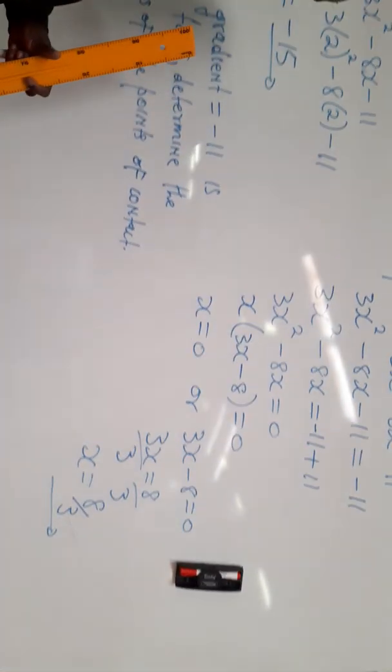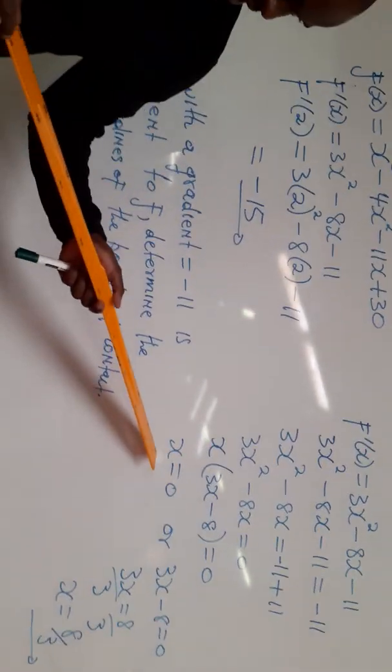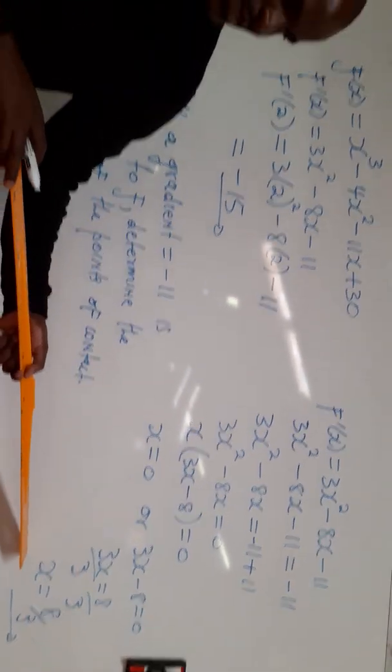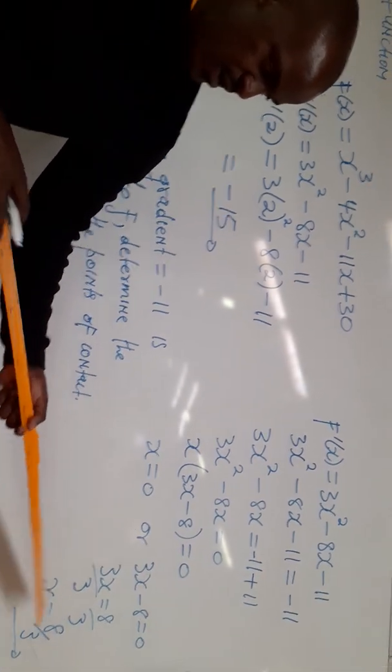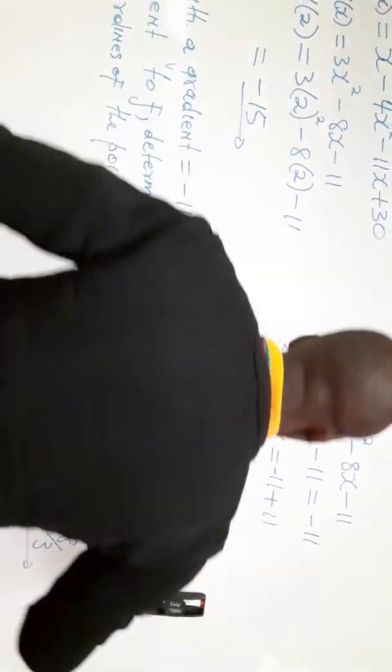So the question, you're being asked to find the x coordinate. So these are our x coordinates. x is equal to 0, x is equal to 8 over 3, for that line.